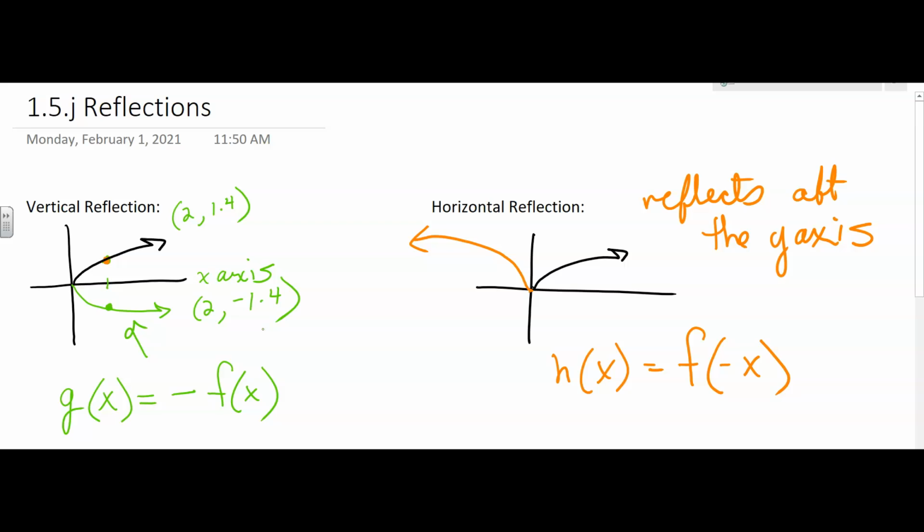Okay, now let's look at the horizontal one. Say you have an input of 2 and an output of 1.4. But now you're saying, okay, I'm going to do the opposite input over here, at 2 and getting out a 1.4. So negative 2, but my output's still 1.4. That gives me a horizontal reflection. Okay? So hopefully that helps a little bit to clear it up. And we'll give you some examples here with the reflections.